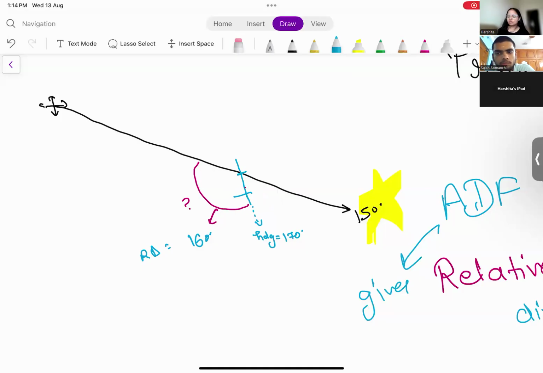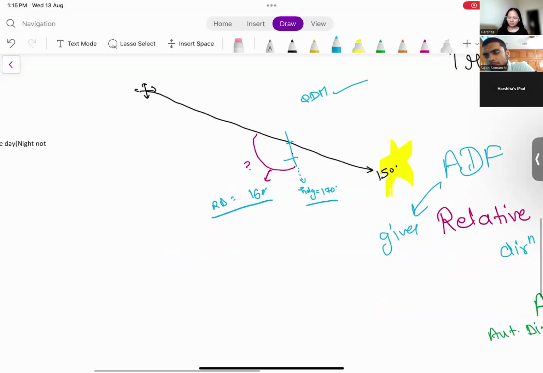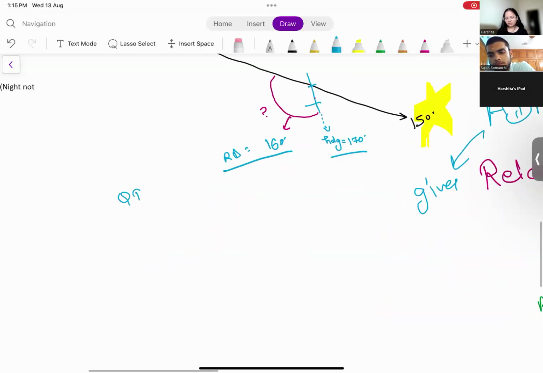If I ask you to find the value of QDM, can you find it? Yes. You know your heading, you know your relative bearing. Heading plus relative bearing would give you your QDM. Going forward, I would just like you to know how to calculate QDM, QDR, QUJ, and QTE. If I give you the value of one or two, can you find the others?